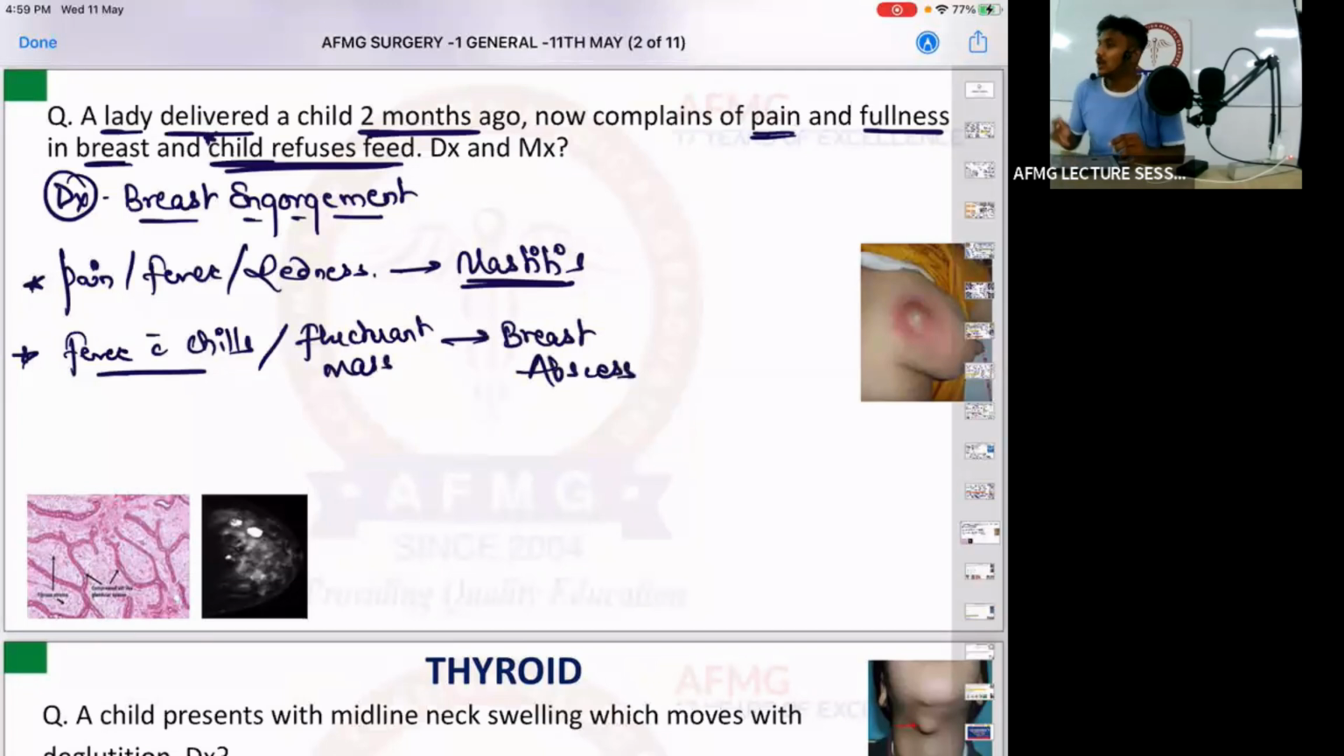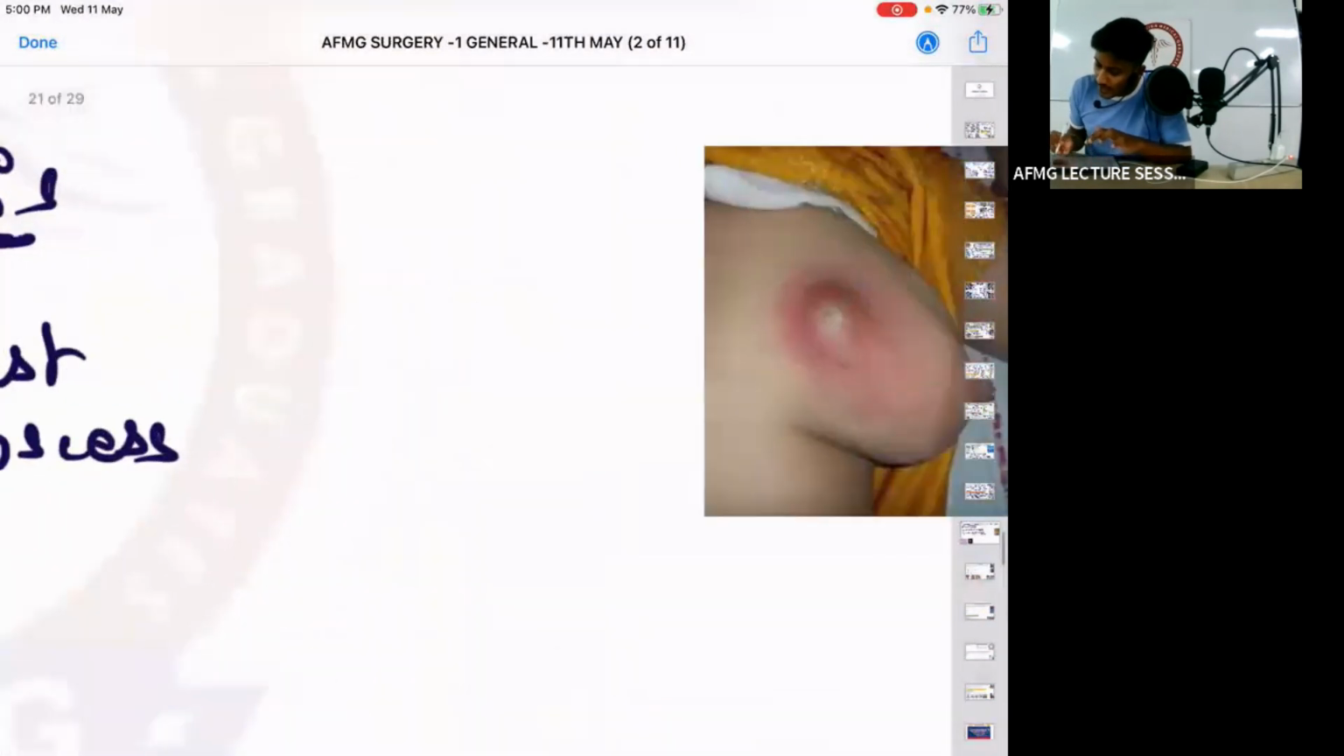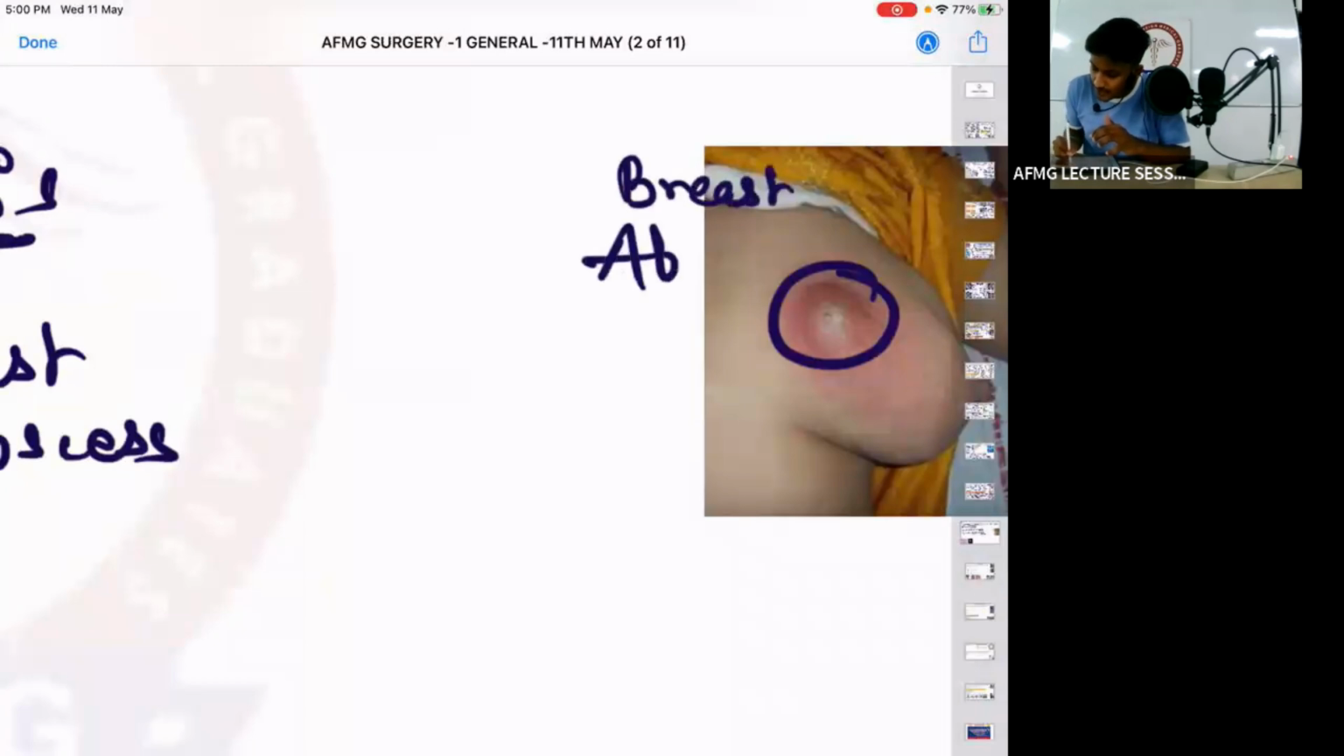समझ गए फंडा? Pain and fullness. Pain, fever, redness. Fever with chills and a fluctuant mass. This is what a fluctuant mass will look like. Accumulation of pus in the cavity, and that is what is called as a breast abscess. ठीक है? So this is what is a fluctuant mass.